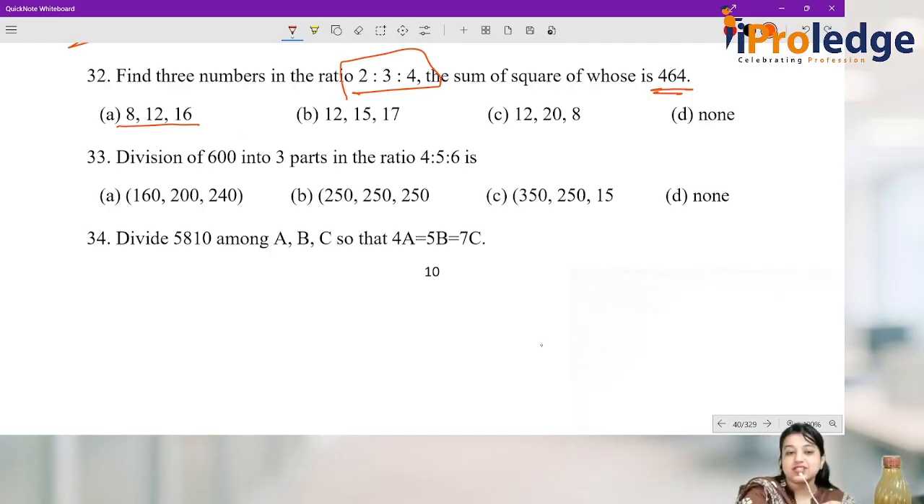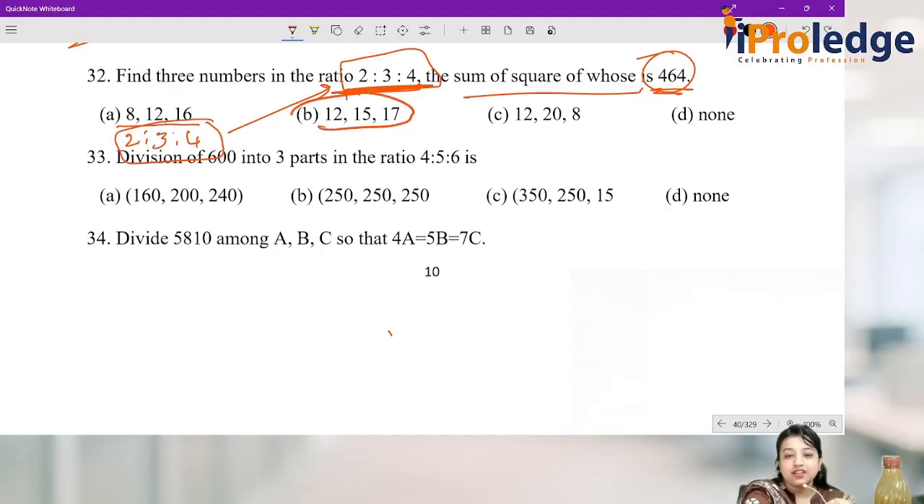Okay, so next, divide 600. Oh, sorry. The three numbers are in the ratio 2:3:4, and the sum of squares will be 464. So now tell me the numbers which are in the ratio 2:3:4. 8, 12, 16. 4 2s are 8. 4 3s are 12. 4 4s are 16. It's in the ratio 2, 3.